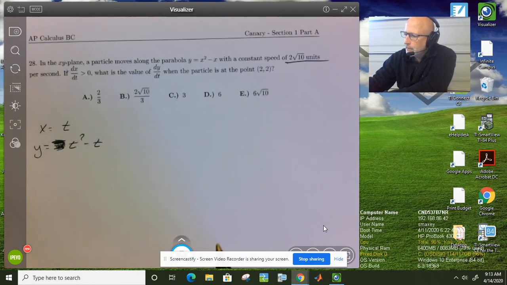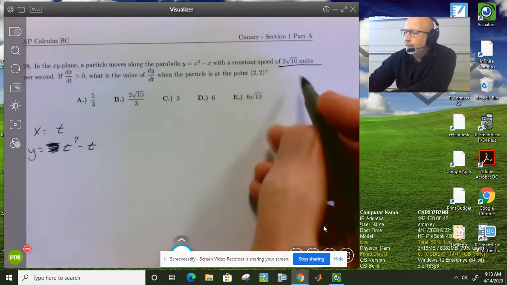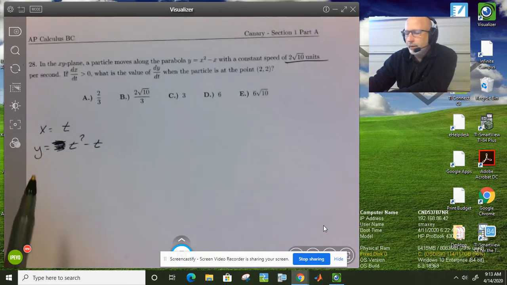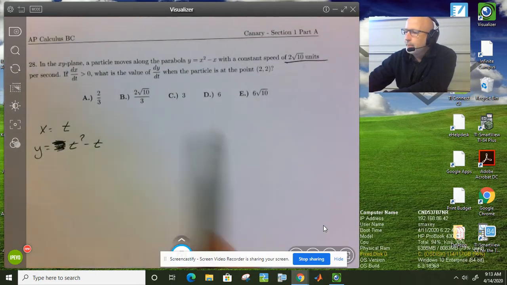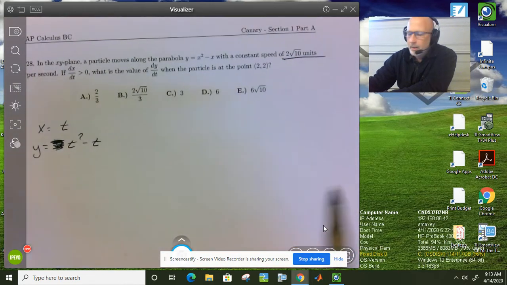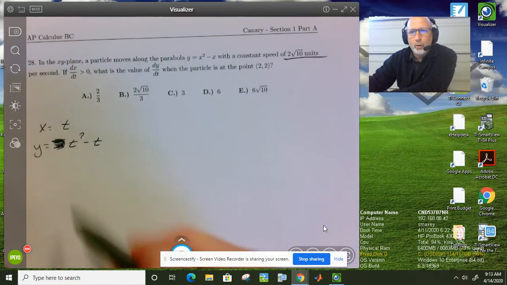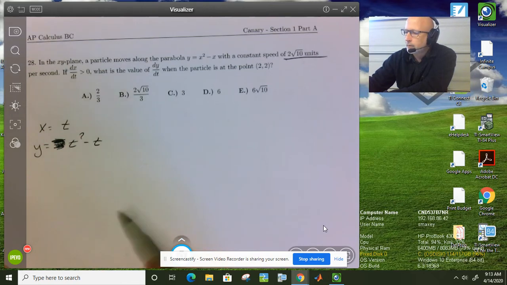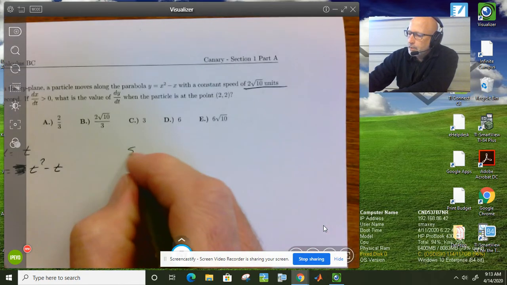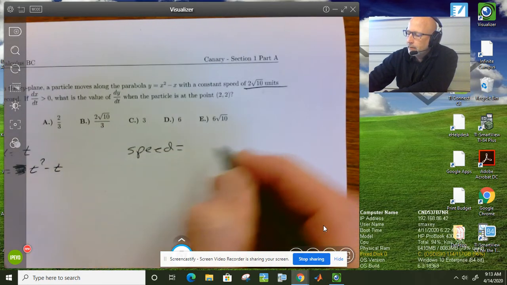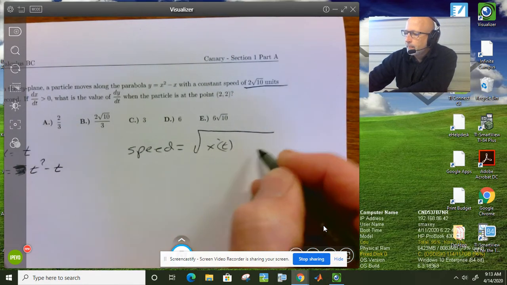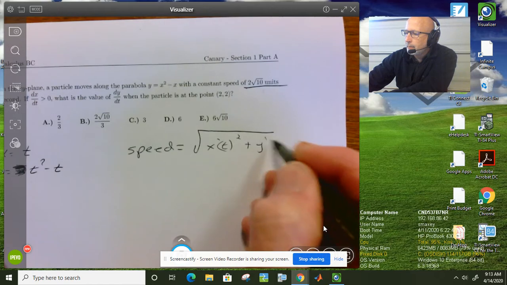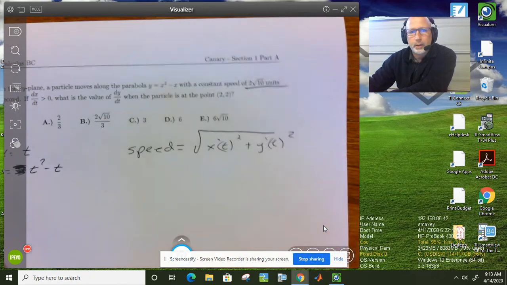The key here is this may or may not be the correct parameterization of this graph, based off of what the speed is going to be. So I'm going to start here and work forward to see if it works. If you remember, the speed equation is the square root of x prime of t squared plus y prime of t squared.